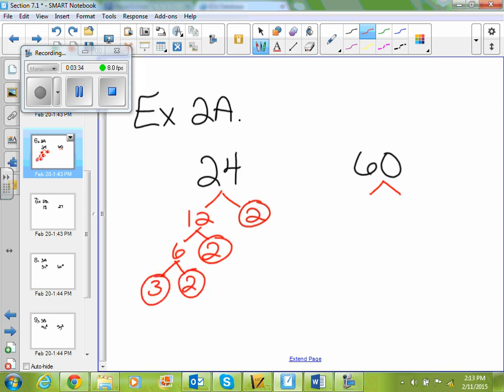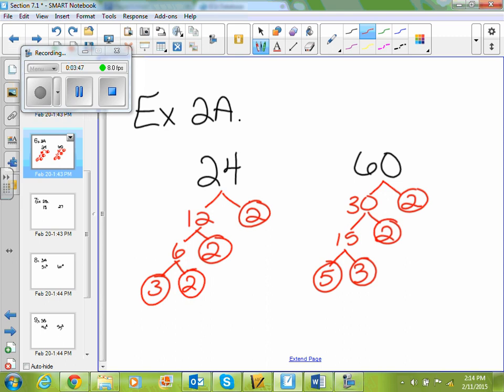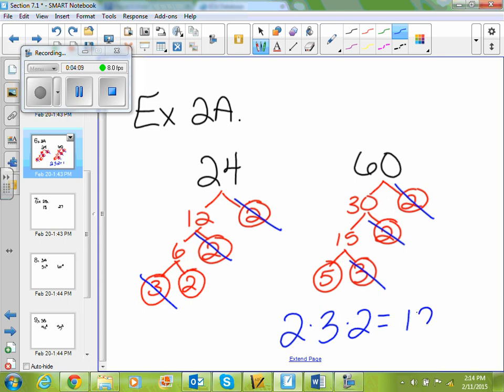Alright, what about 60 then? 30 and 2. 15 and 2. 5 and 3. Okay. What are my numbers that they have in common? They have a 2 in common. Okay. They have a 3 in common. And they have another 2 in common. Very good, Niles. So my GCF is 2 times 3 times 2. What's 2 times 3 times 2? 12.